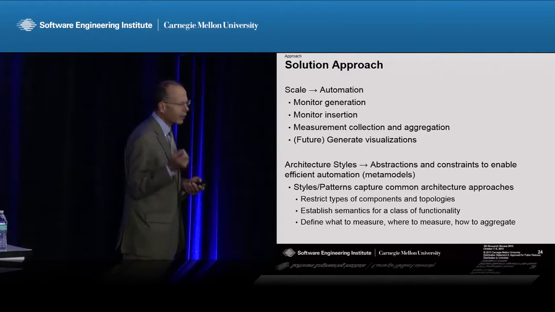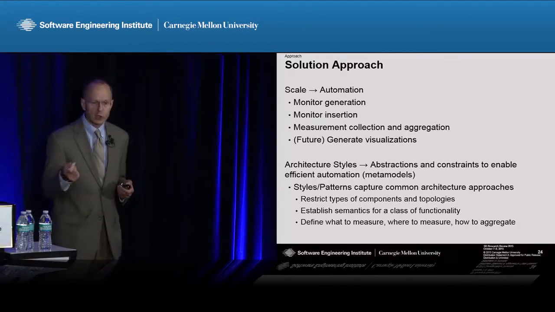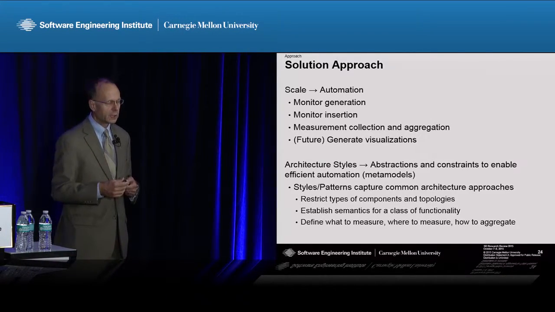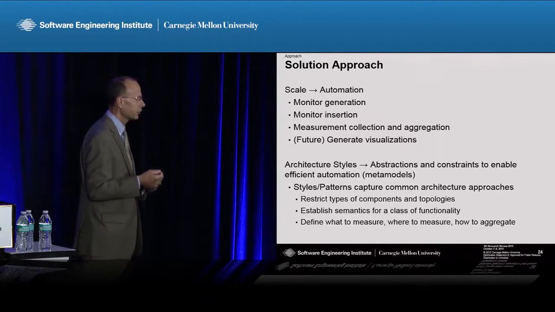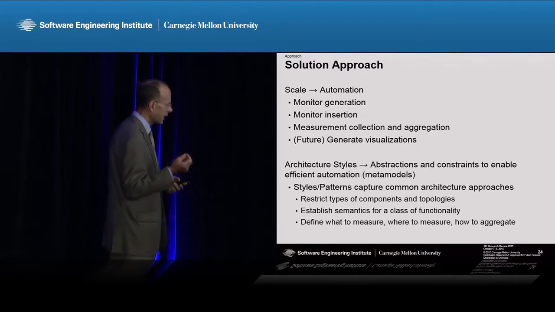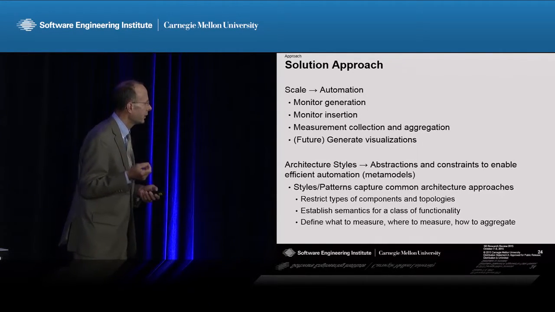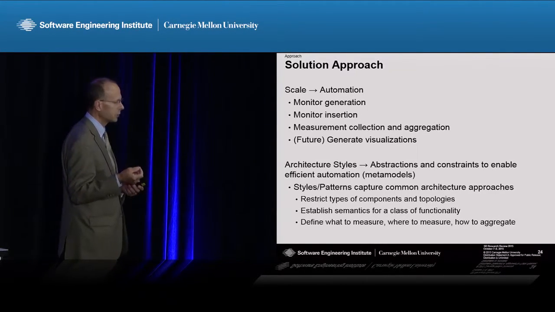And so the question is, how are we going to automate this? What are we going to use as a model? What's going to give us some leverage that will help us think about how we can build models to automate? And so for that, we look at architecture styles. Styles are patterns. And these provide some abstractions and constraints that allow us to start building some efficient models.